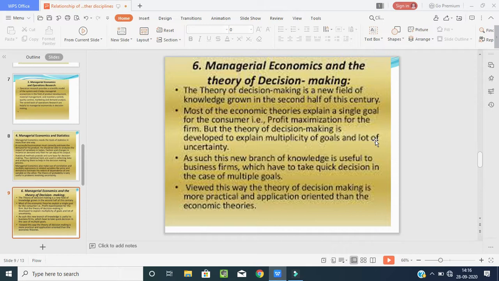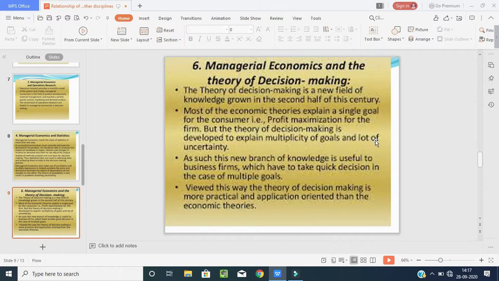Another one, the last one here, they are saying, viewed this way, the theory of decision making is more practical and application oriented than the economic theories. That means decision making is more practical in practical life. So many people have got success in their life, and many people have lost their business because of wrong decisions. And because of the right decision by the right people, they have reached the skies in the world.